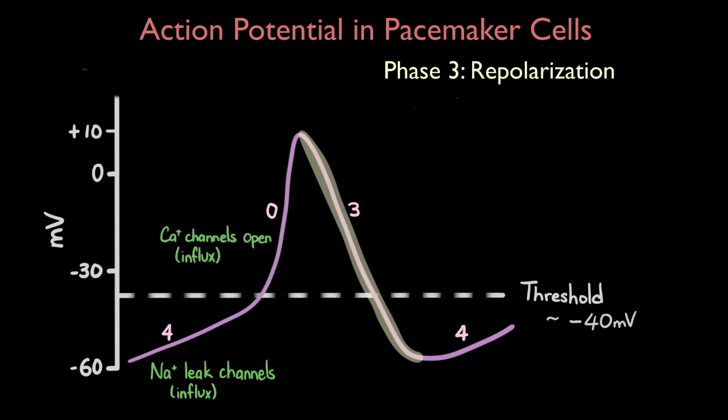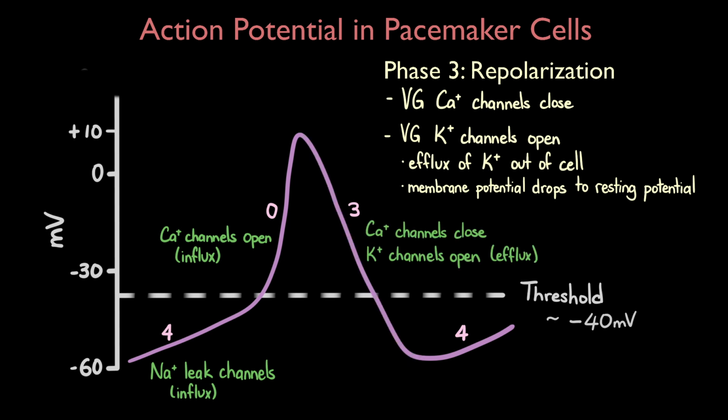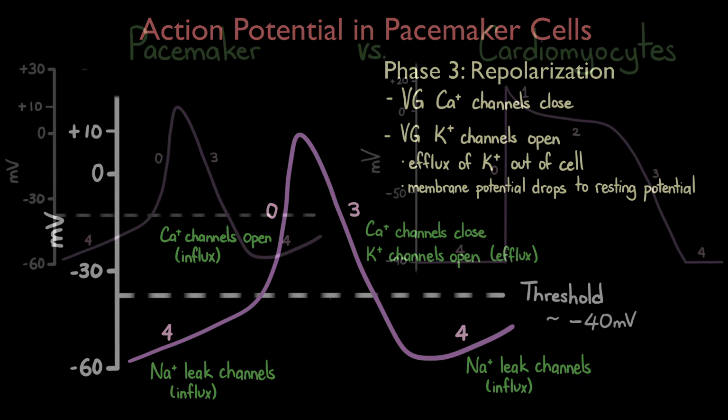Next is phase 3, the repolarization phase. During this phase, the calcium channels close and the voltage-gated potassium channels open to allow the efflux of potassium ions out of the cell. This loss of positively charged potassium ions drives the membrane potential back to the negative resting potential of approximately minus 65 millivolts. This leads back to phase 4, and the cycle repeats.